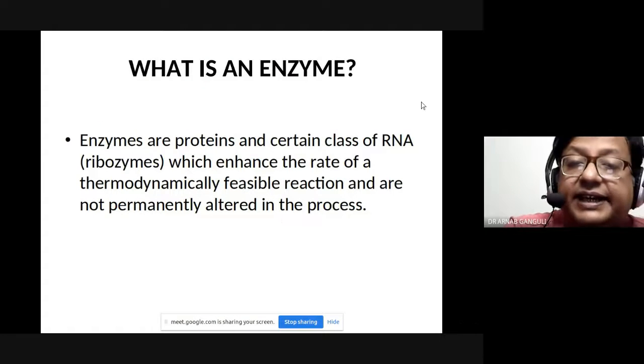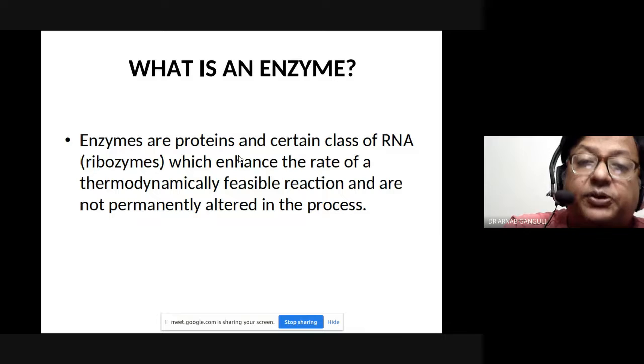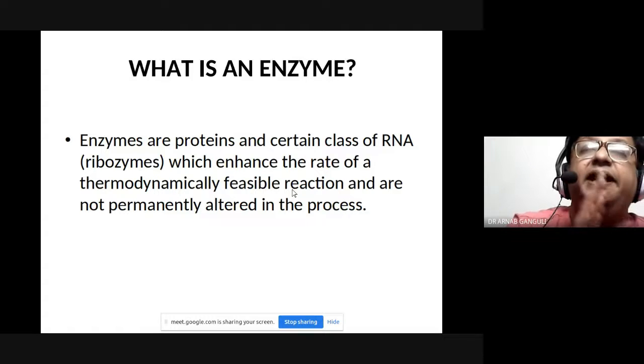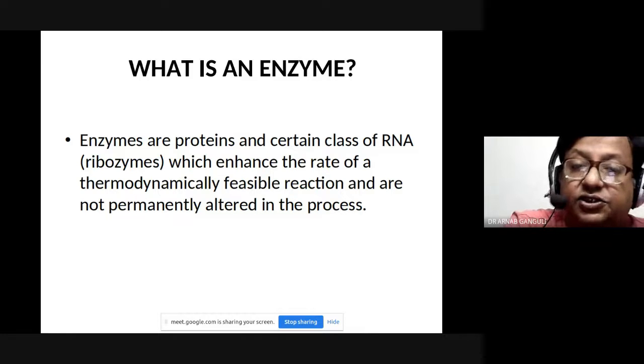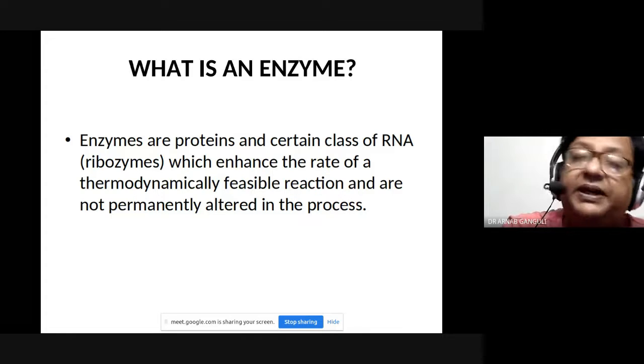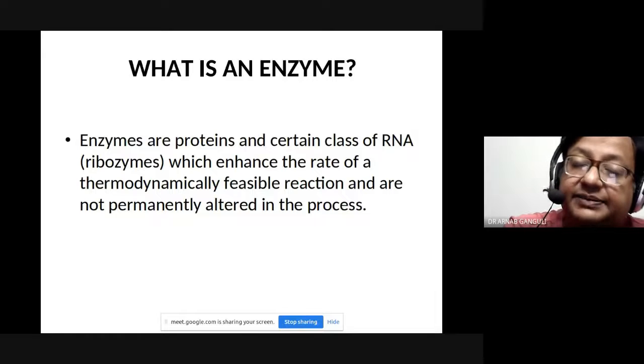So what is an enzyme? You know that enzymes are proteins, and a certain class of RNA, ribozymes, which enhance the rate of a thermodynamically feasible reaction and are not permanently altered in the process. So what do enzymes do? They make a substrate into a product and they themselves are not changed. Mostly they are proteins, but there are also RNA enzymes like ribozymes.